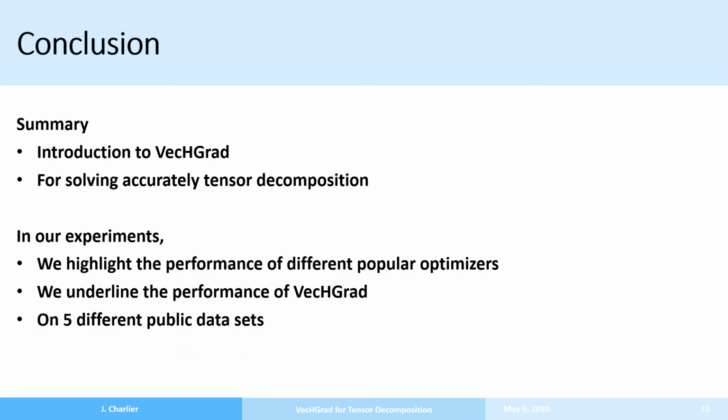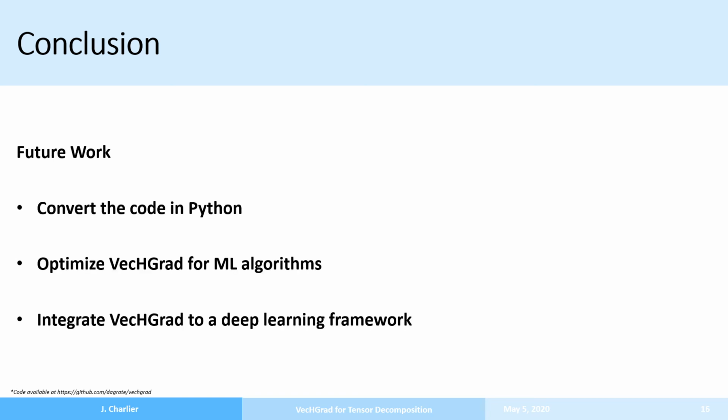So finally, I would like to conclude. We introduced VecHGrad for accurately solving tensor decomposition. In our experiments, we highlight the performance of different popular machine learning optimizers. We underline the performance of VecHGrad on 5 different public datasets. Future work: we will convert the code to Python. We'll move from a Julia implementation to a Python implementation to use our numerical optimizer for machine learning algorithms and to integrate it in a deep learning framework.